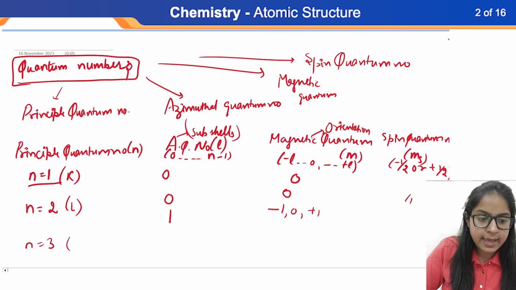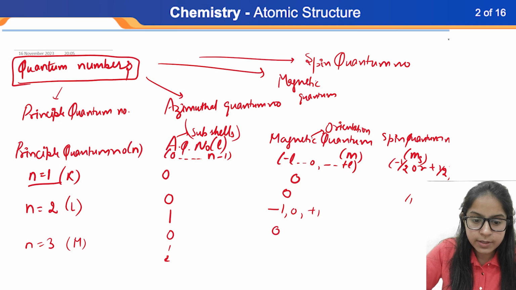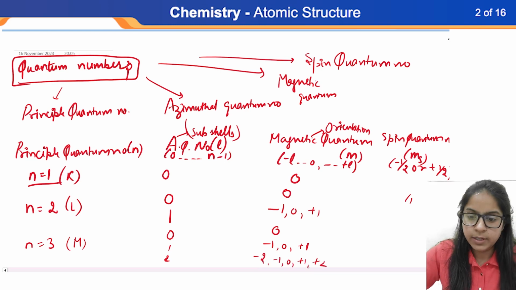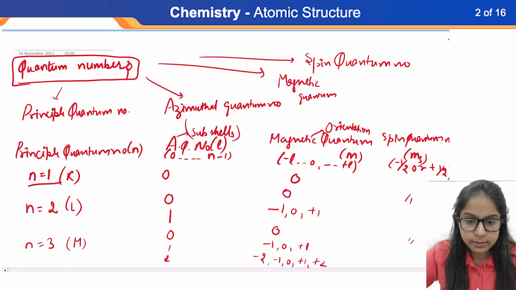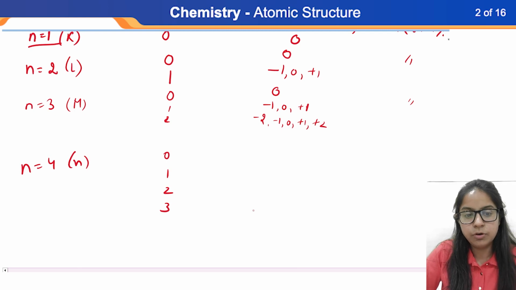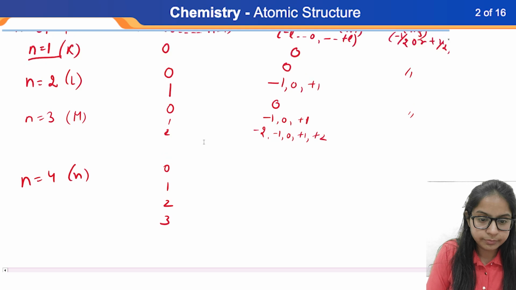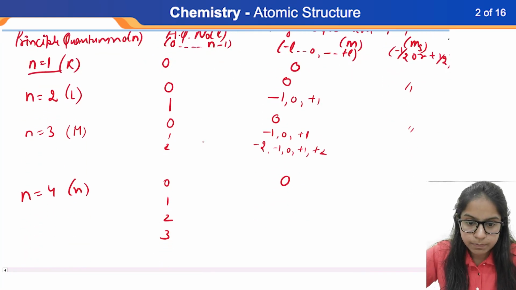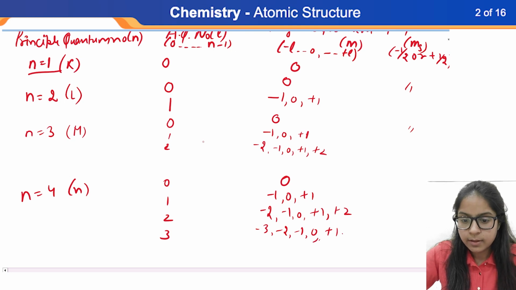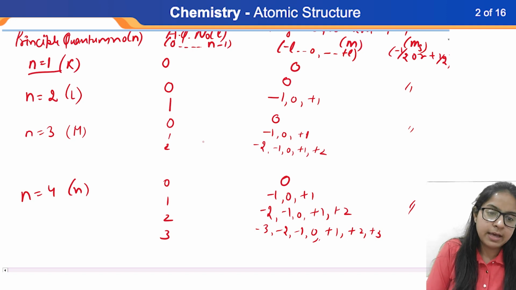If n is equal to 3, it means K, L, M. Now we have l as 0, 1 and 2. For that, the magnetic quantum number is 0 for the first one, -1, 0 and +1 for the second one, and -2, -1, 0, +1, +2 for the third one. Now if n is equal to 4, K, L, M, N, l is 0, 1, 2, 3, because we need to take l from 0 to n minus 1. For that, the magnetic quantum number is 0; -1, 0, +1; -2, -1, 0, +1, +2; and -3, -2, -1, 0 with a gap of 1, +1, +2 and +3. Spin again is +1/2 or -1/2.